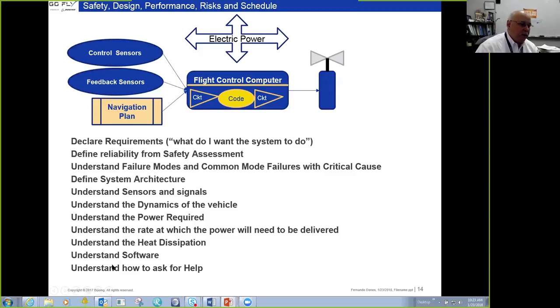So here are my recommendations, when you're looking at the flight controls: from the control sensors, the feedback sensors, the navigation planning, if it's not in here, and when you have circuits, code, and more circuits to drive the components, you have to declare the requirements.